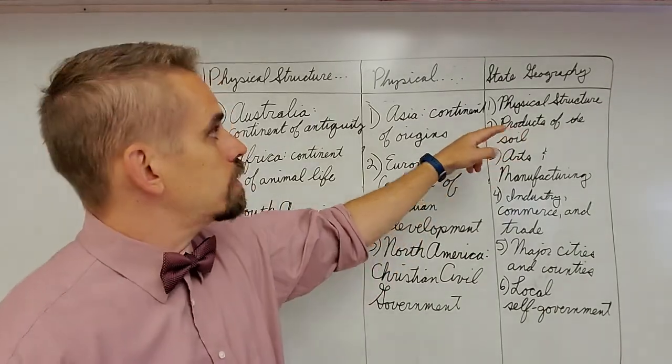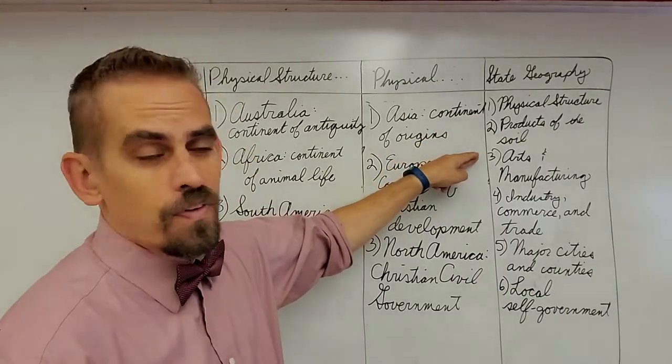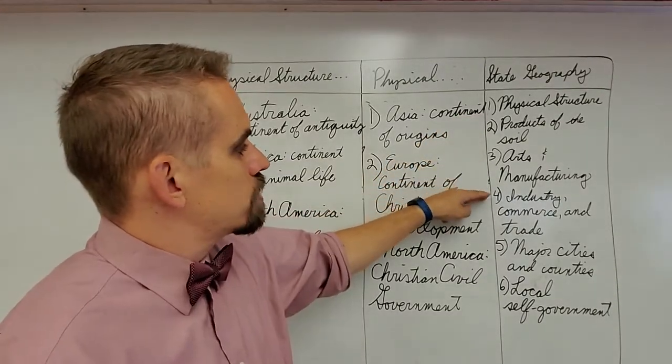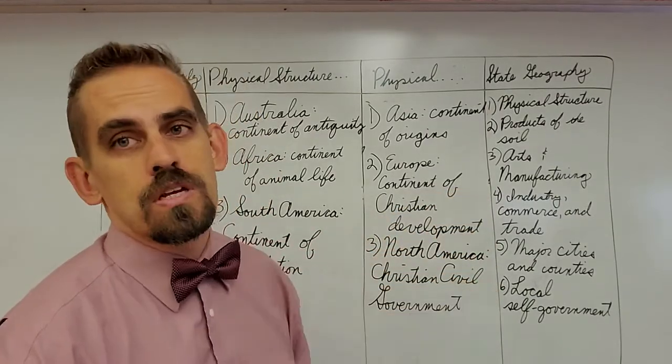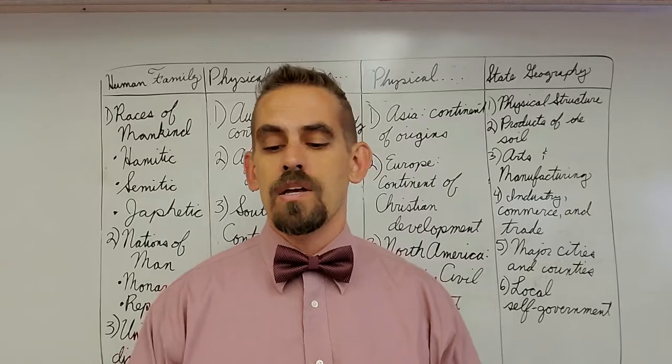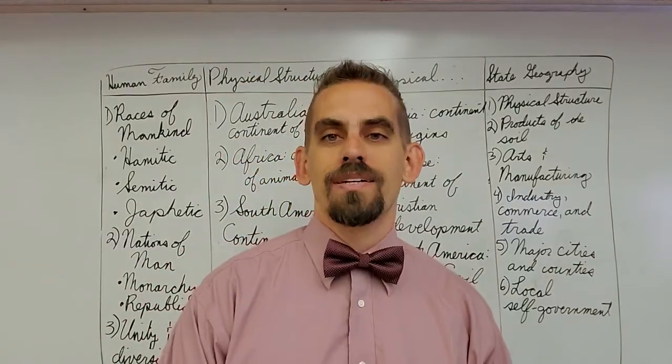And then lastly, over here, we've got physical structure, products of the soil, arts and manufacturing, industry, commerce, and trade, major cities and counties, and then local self-government. And that's what we'll be taking a look at on man's side, man's geography.